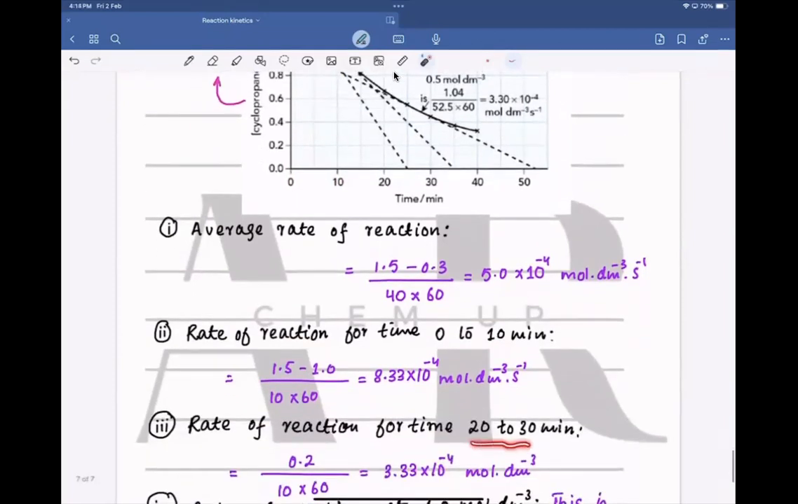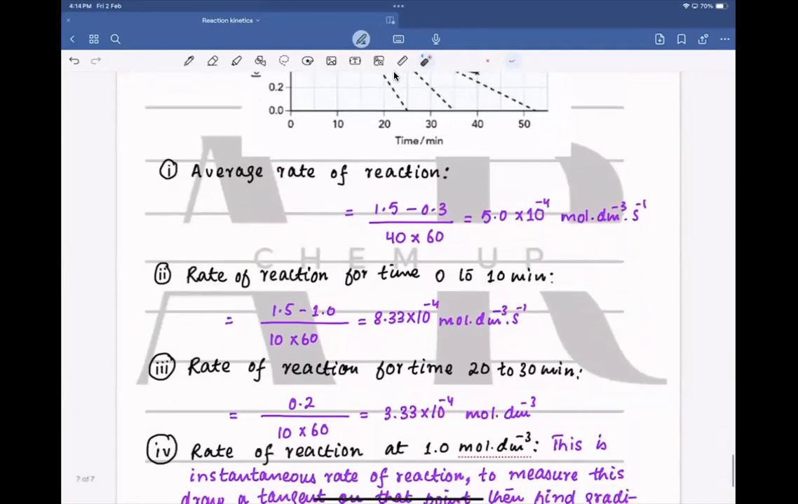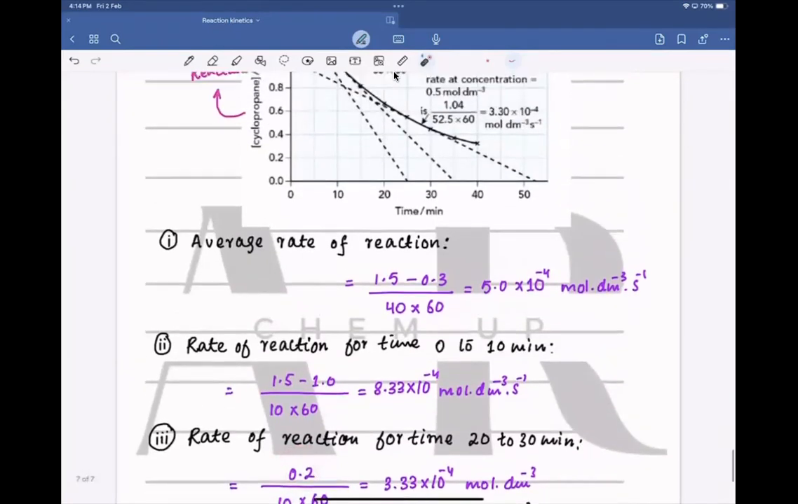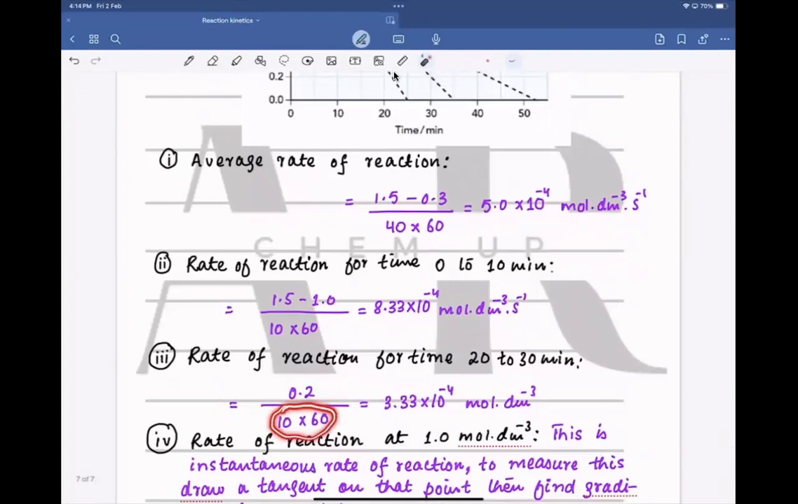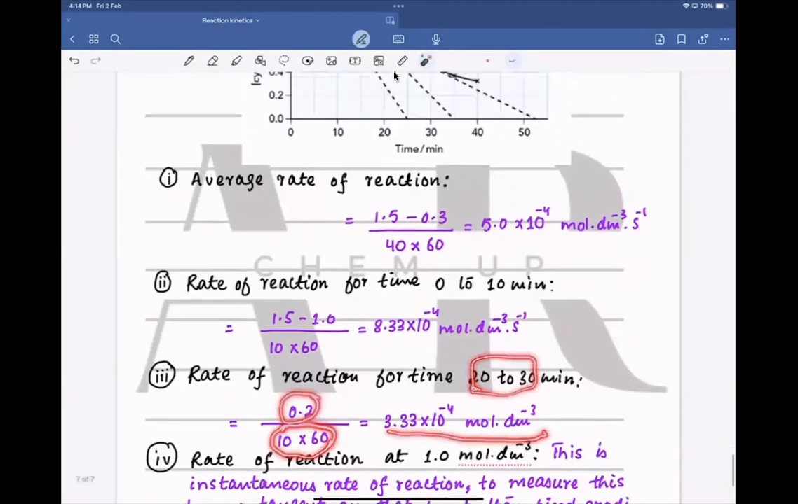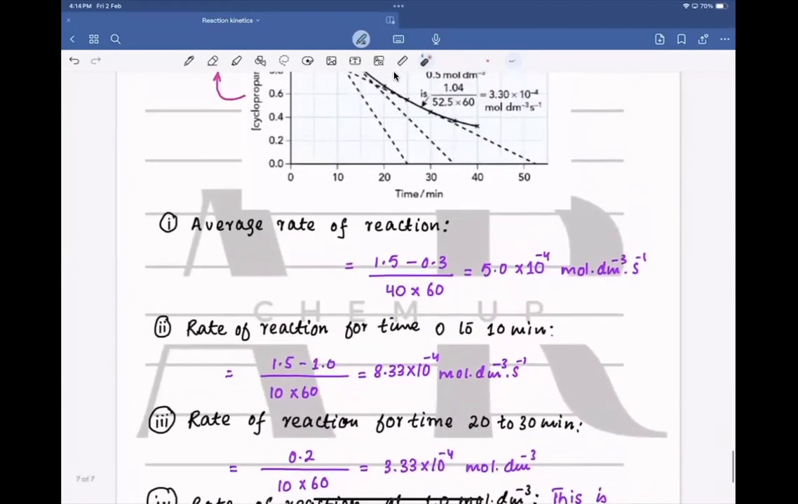Now for 20 to 30 minutes, it means now we need to find the rate over this span. So this is the change. We put that change in the numerator and the time in which this change took place in the denominator, and then solve it, and we will get the rate for this time. Is this understandable?